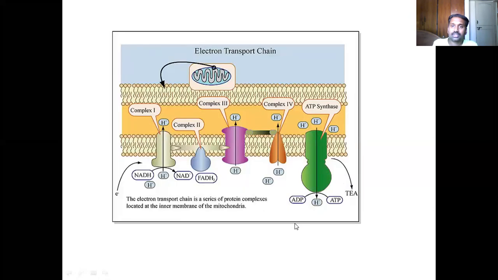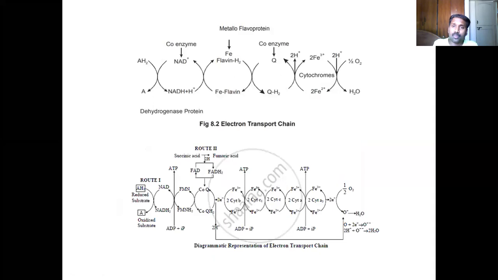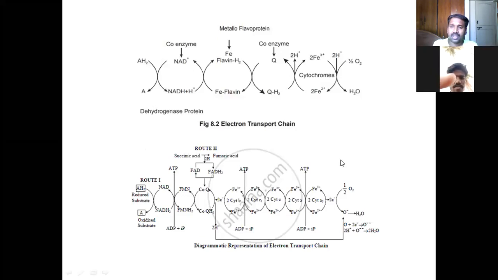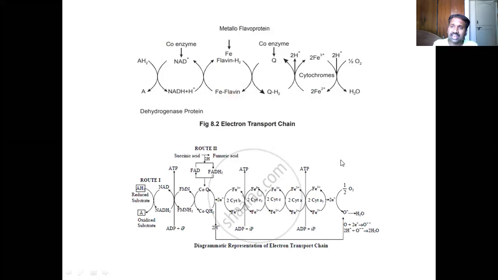Within complex 4, there are a lot of cofactors which accept and release electrons alternately. So what are these cofactors? You have cytochromes B, C1, C, A, A3. And every time a compound accepts electrons, the metal ion in it becomes reduced. When it gives electrons, it becomes oxidized.